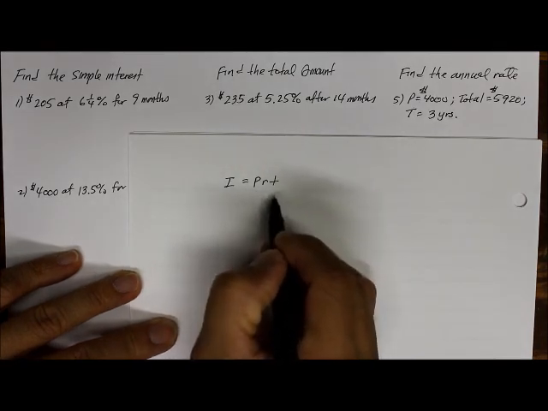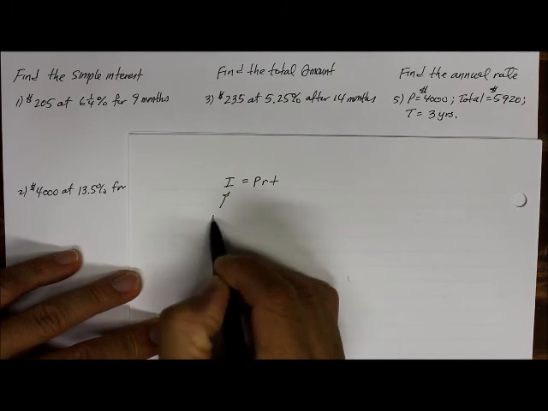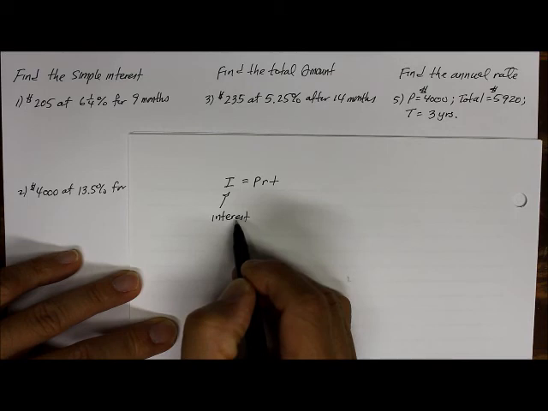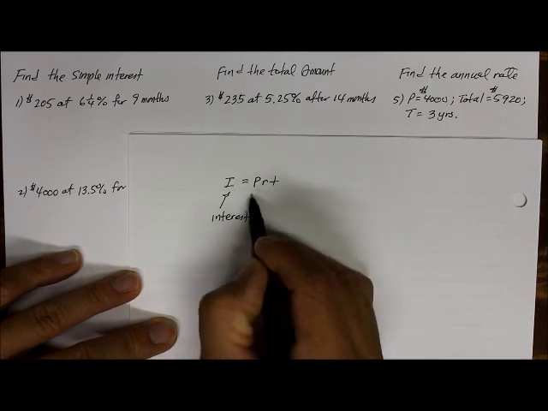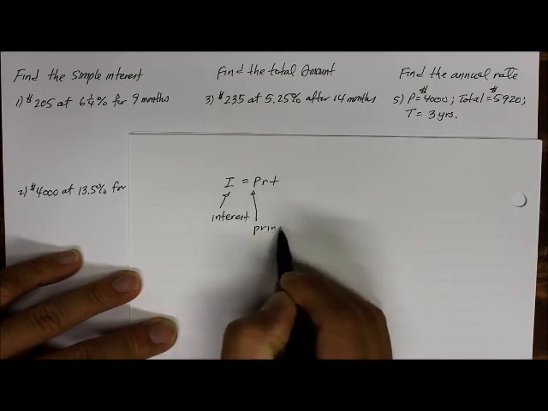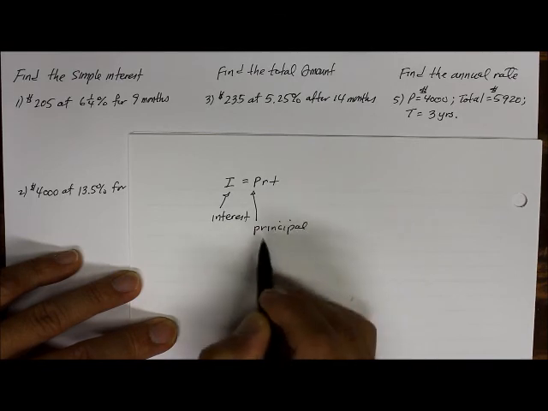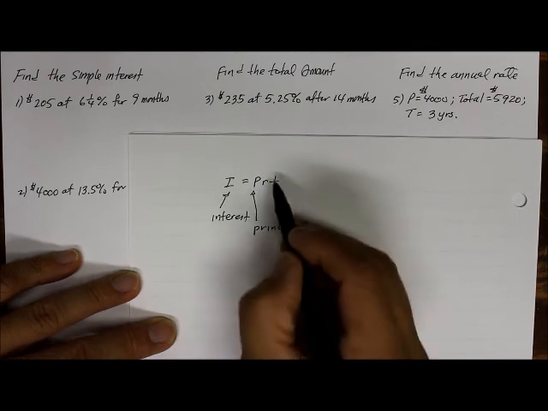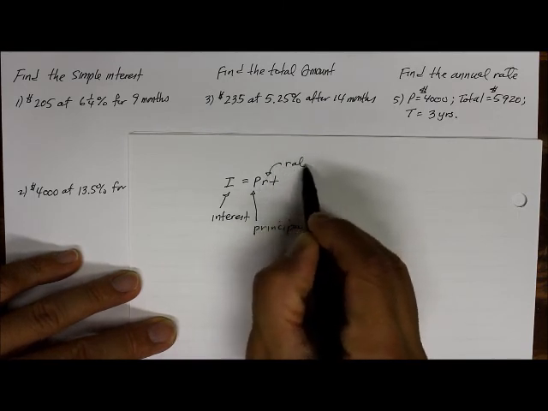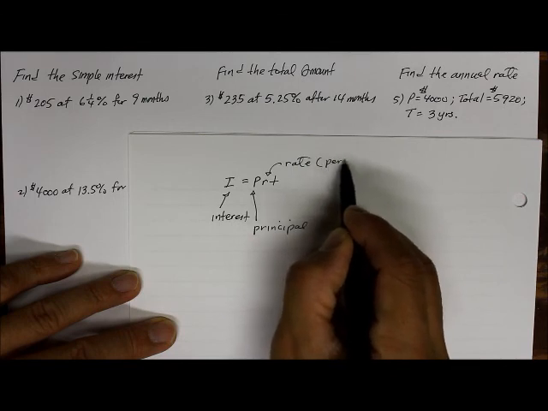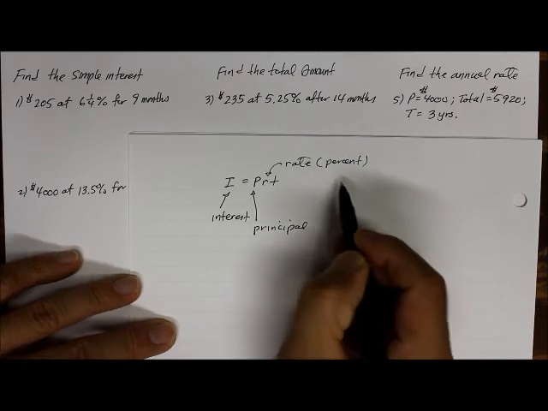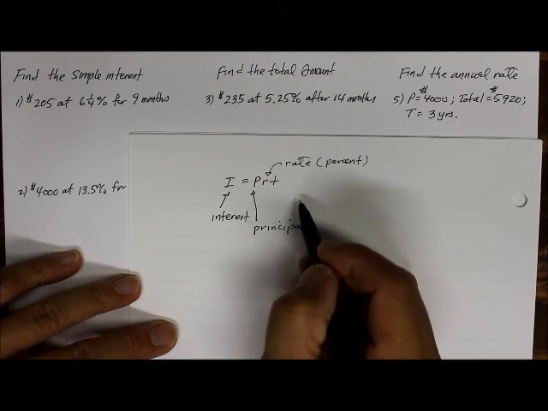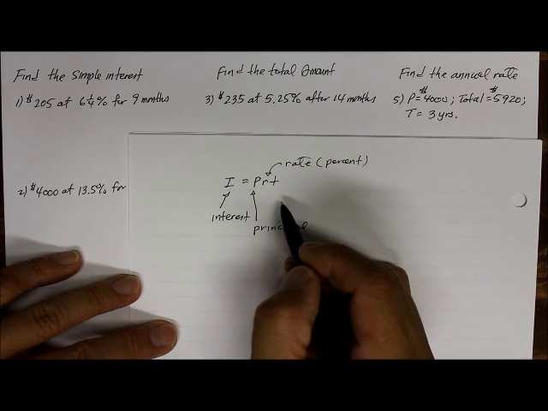I perked. I is the interest that you get by putting the money in the bank for a certain number of time. The P is the principal. Principal is the money that you deposit, the initial amount. The R is the rate. It's the percent of interest that either the bank pays you if you put the money in the bank, or that you pay the bank if you borrow money from the bank.